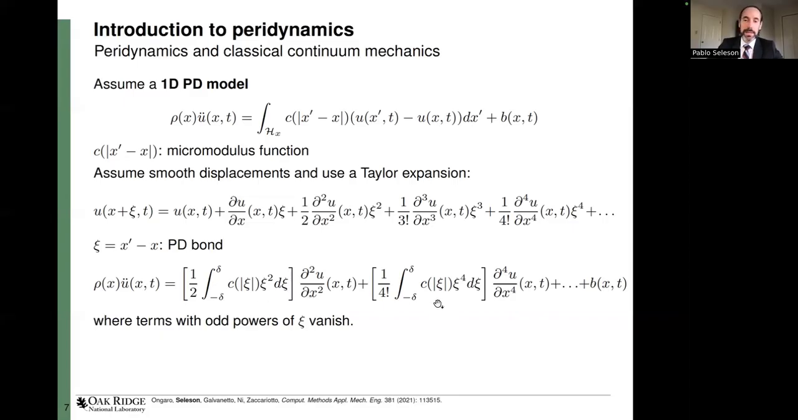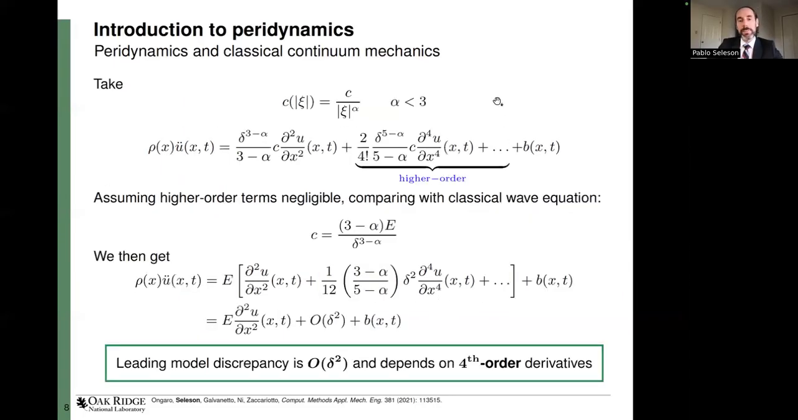In order to proceed further, let's make an assumption on a particular family of micromodulus functions, which is a constant c divided by the bond length to some power alpha, where alpha is going to be less than 3. With that, we can do the integration of these coefficients and obtain the following expression, where we have the second derivative plus some high-order terms, which depend on delta and the power alpha. Now, if we assume higher-order terms are negligible, comparing with the classical wave equation, we can establish a connection between the Peridynamic bond constant c and, in this case, the classical constant, for example, E, the Young's modulus, together with the horizon delta and the parameter alpha.